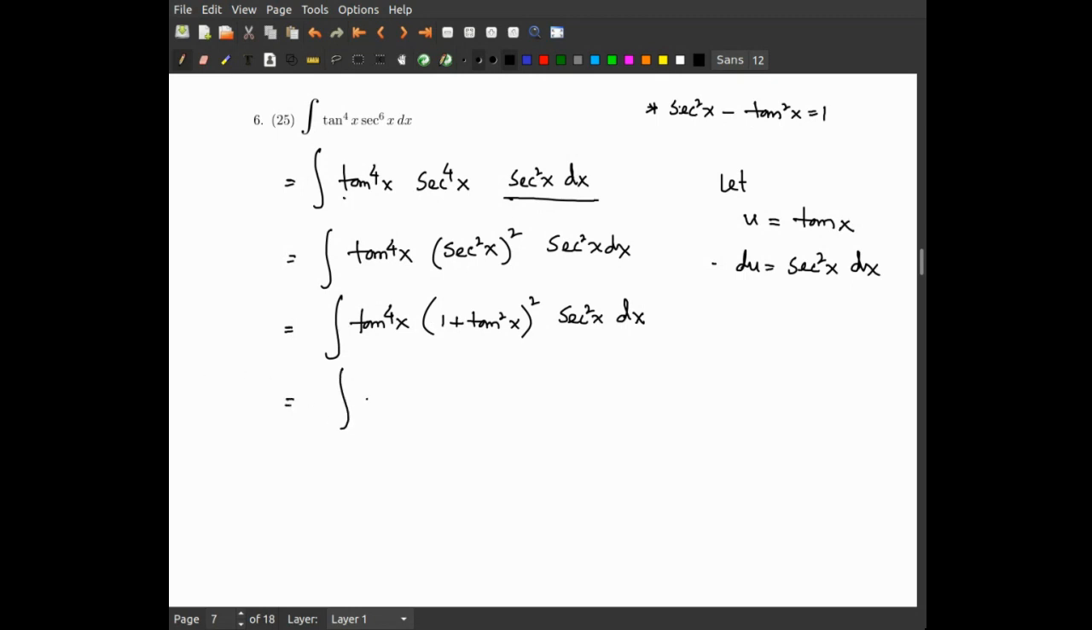So let's plug in the value of tangent. That would be u to the power 4, and that would be 1 plus u square, then squared, and secant square x dx is du. So far good. We have to expand this square and then distribute that u to the power 4. Let's do this.